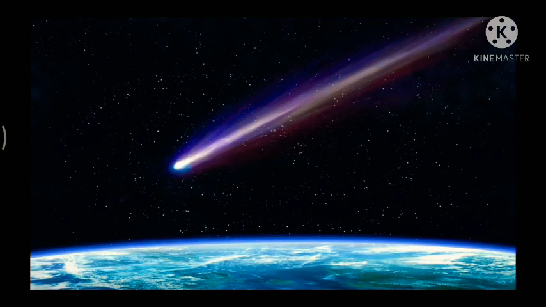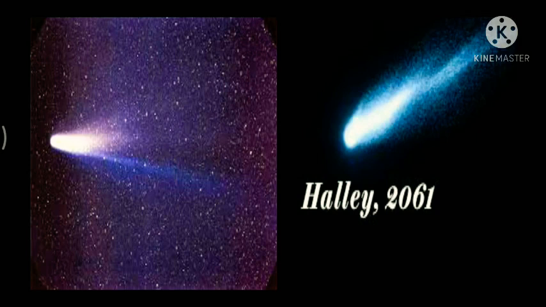The most renowned comet is Halley's Comet. It's the most famous comet. It appears after every 76 years. It will next be seen around the year 2061 to 62. Last it was seen around 1982 or 84, around that period of time.